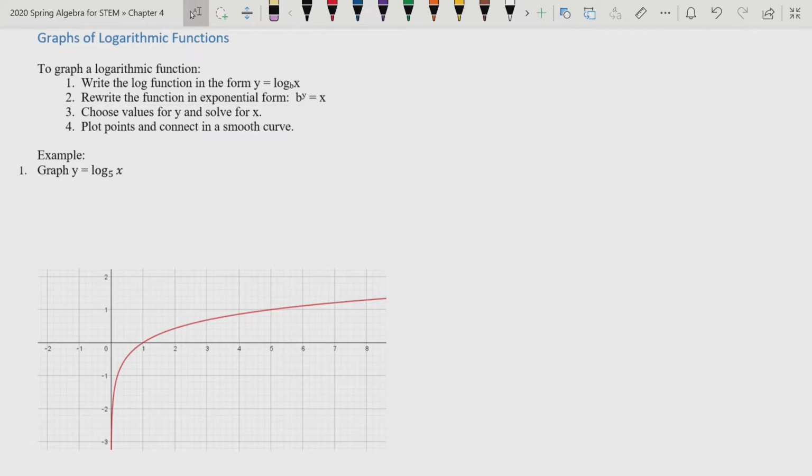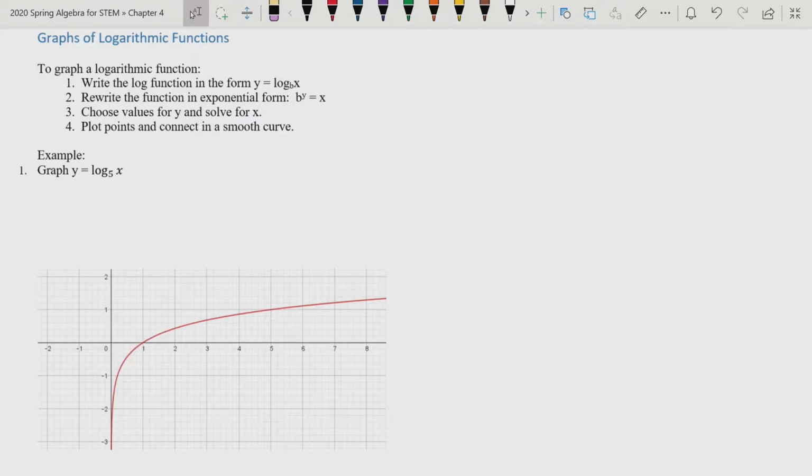Graphs of logarithmic functions. One way to graph a logarithmic function is to convert it into exponential form before picking your points. To graph a logarithmic function, you can write the log function in the form y equals log base b of x. You can rewrite the function in exponential form, b to the y equals x, then choose values for y and solve for x. Plot the points and connect in a smooth curve.